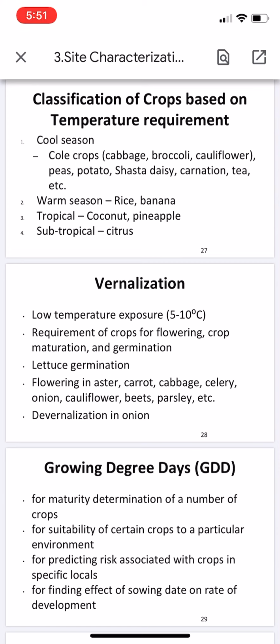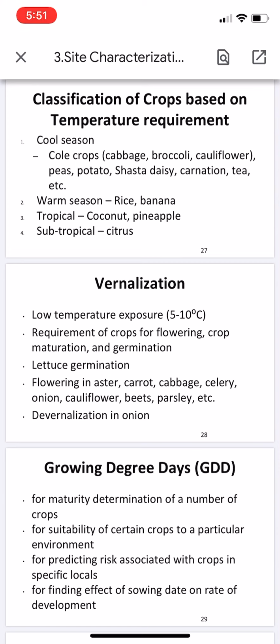When we say devernalization, it's the opposite of vernalization. The seeds of lettuce, for instance, are subjected to 5 to 10 degrees Celsius for about 24 hours or more so that they can have better germination. And if they are subjected to this, then cabbage, for instance, carrot, and aster will flower better.